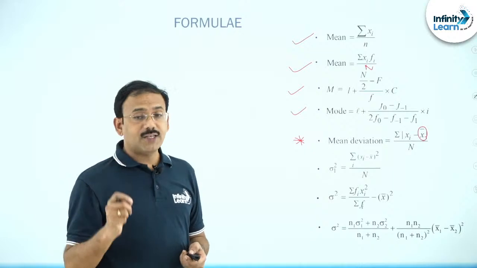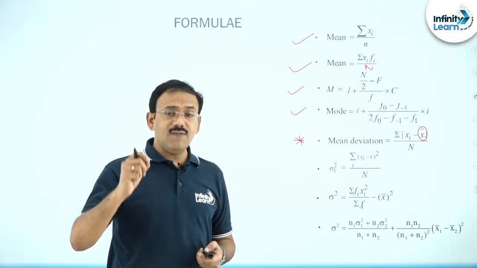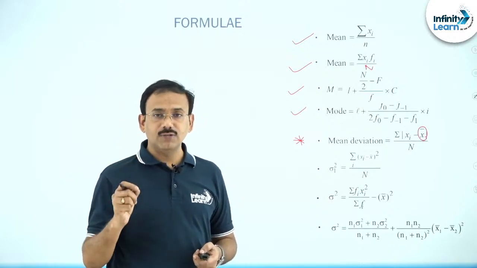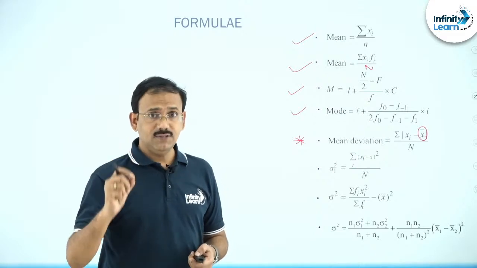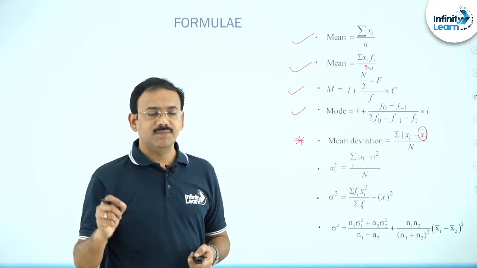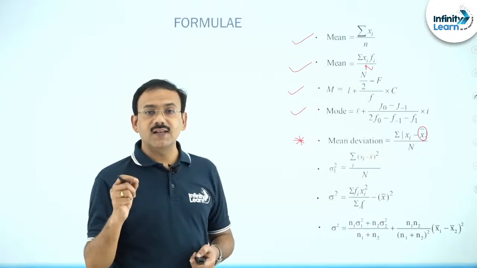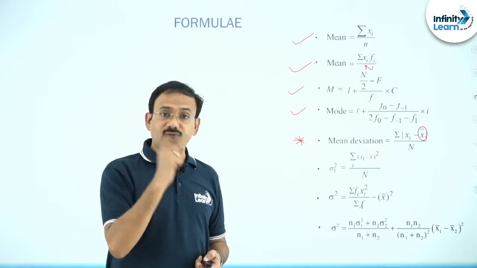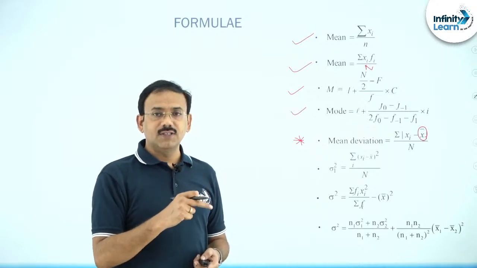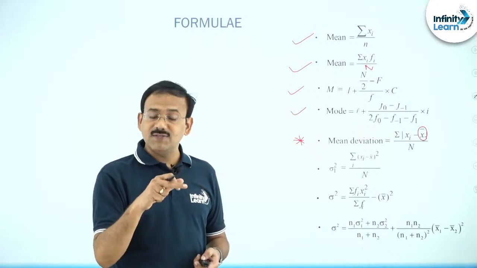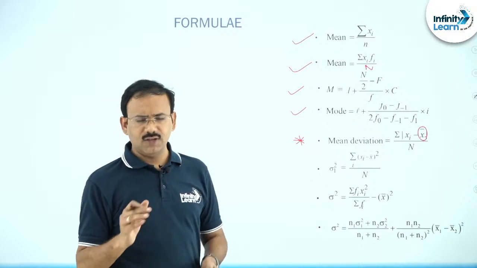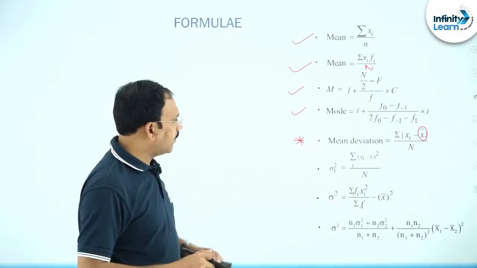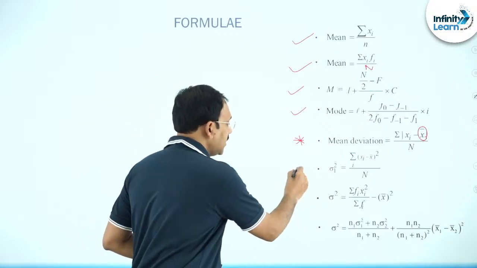There is one important point also: the mean deviation is minimum when it is calculated about the median. Its application we can also see in functions and graphs, the minimum value of mod x minus x1 plus mod x minus x2 kind of question. Okay, fine. Coming back to this, the next one is variance.